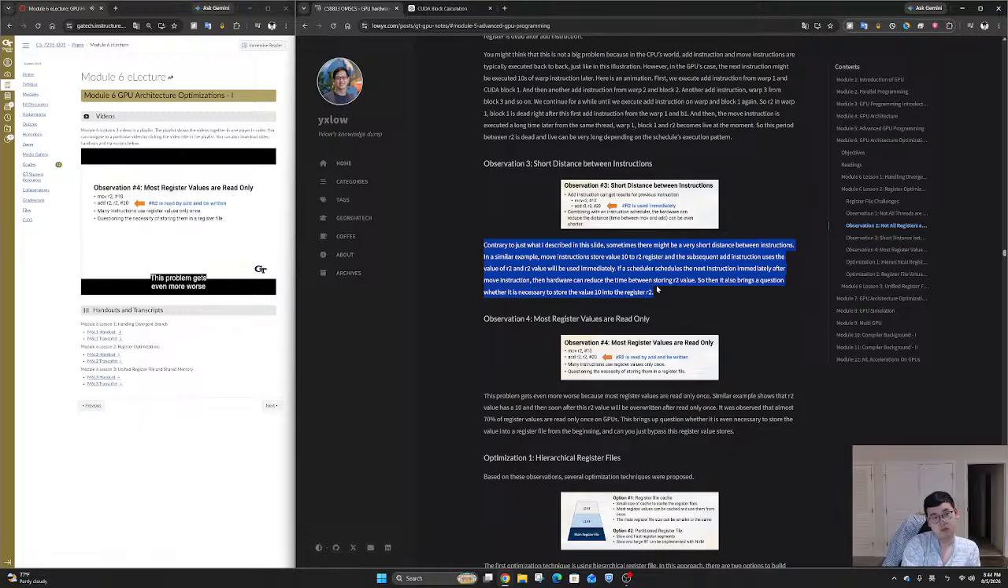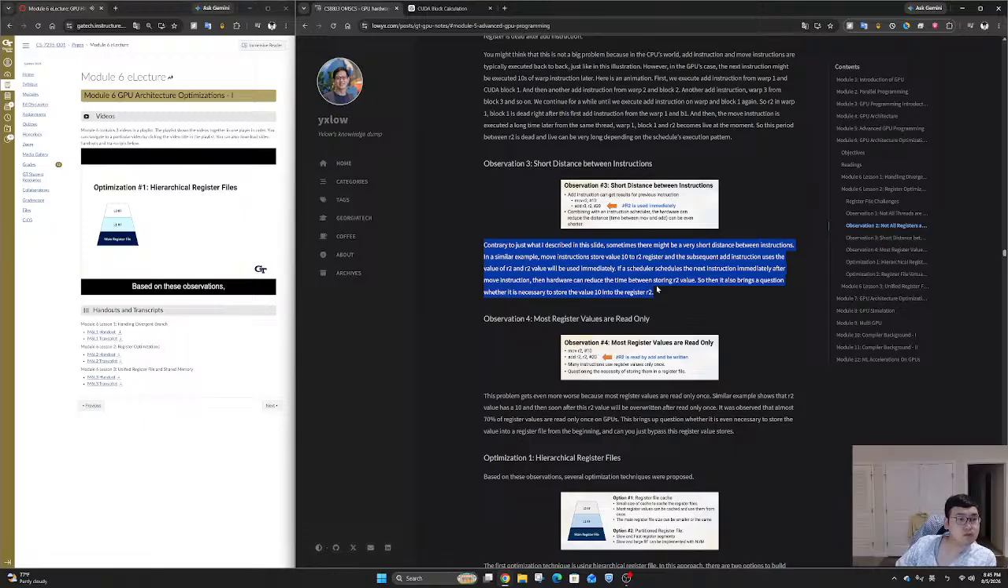This problem gets even worse because most register values are read only once. A similar example shows the R2 value is 10, and then soon after, this R2 value will be overwritten after being read only once. It was observed that almost 70% of register values are read only once on GPUs. This brings up the question whether it is even necessary to store the value into a register file from the beginning, and can you just bypass this register value store?